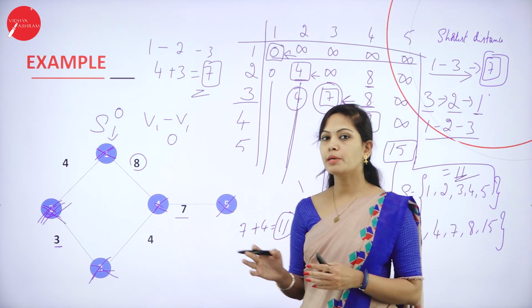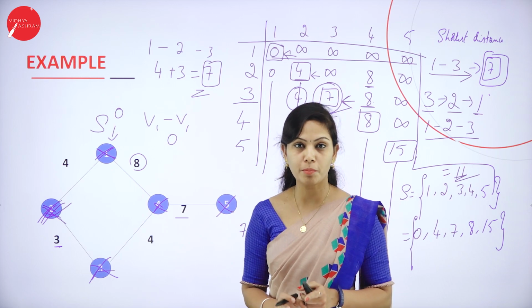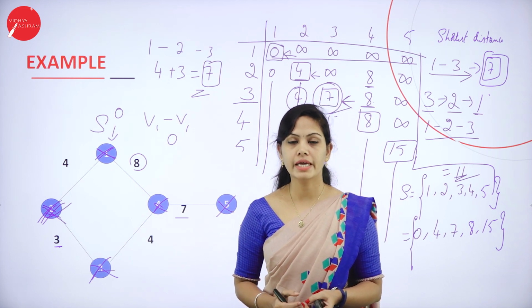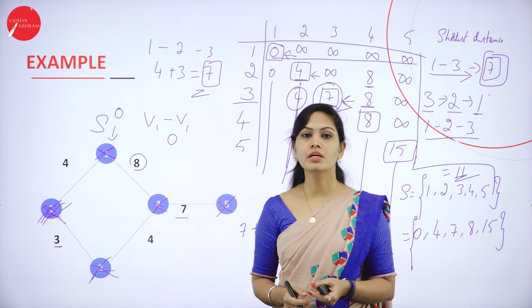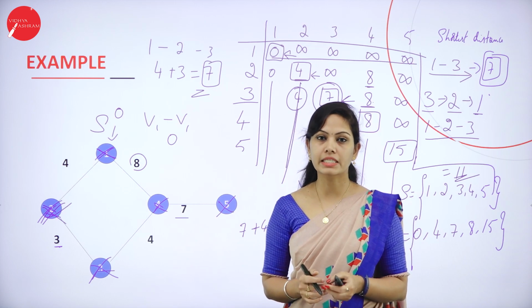Clear? So this is about your Dijkstra algorithm. It is a very simple concept. Definitely there will be a problem on this concept. So you can expect 7 marks or 8 marks in Dijkstra algorithm. So today you learned the concept of connectivity and Dijkstra algorithm.